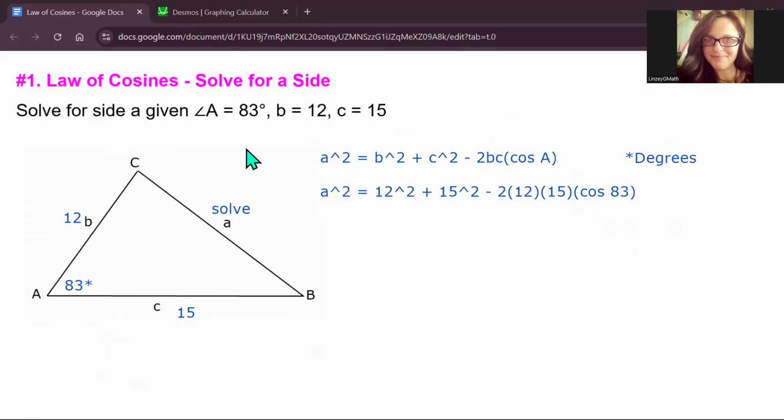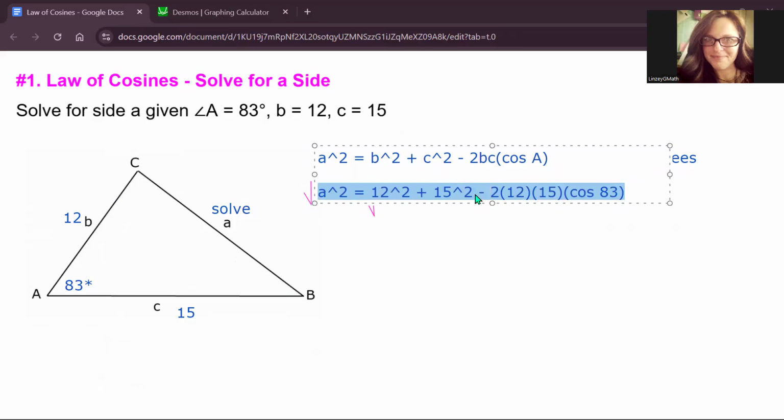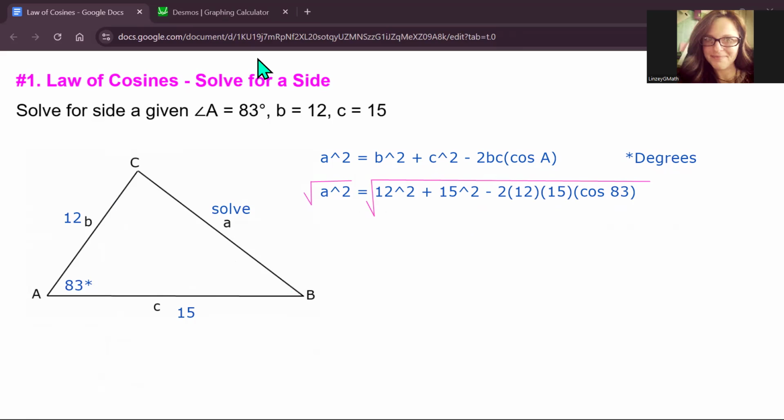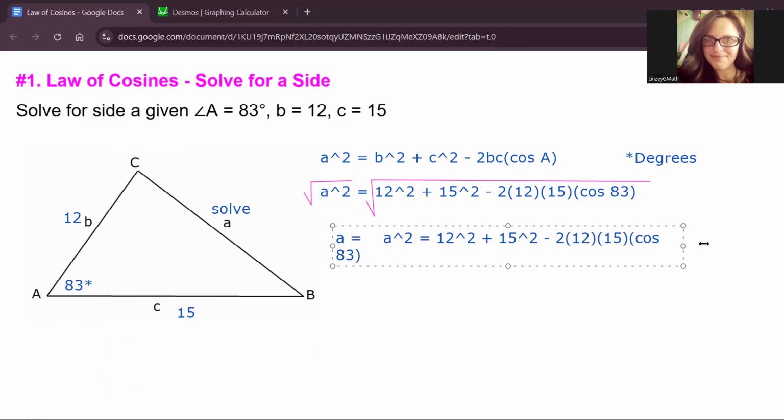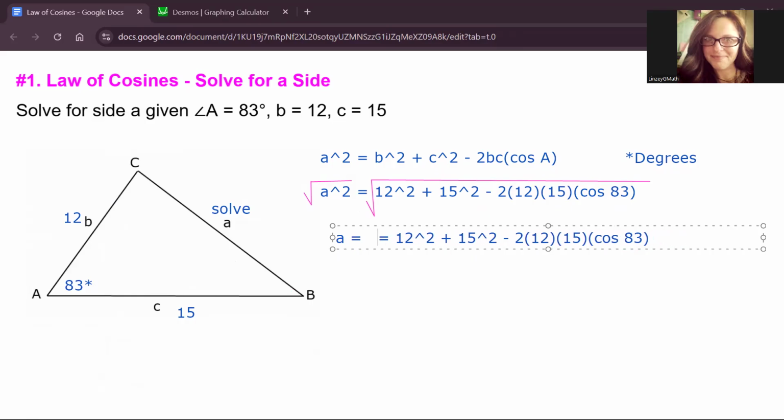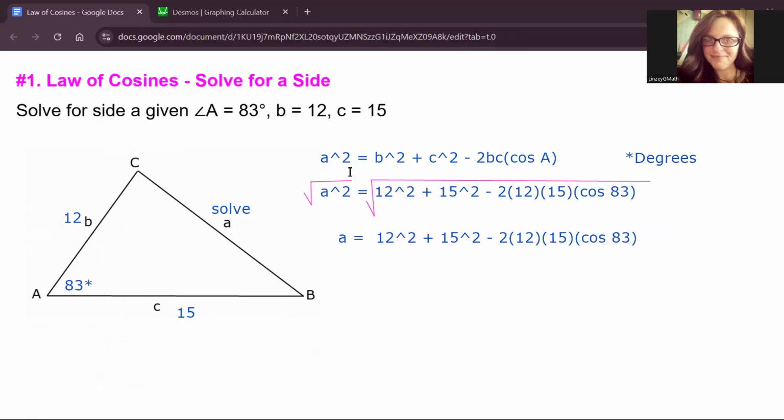And then in order to solve for A, we need to get rid of the A squared. To undo the power of 2, we'll take the square root of this entire side. And we are left with A is equal to the square root of this entire side. And we'll go pop this into our calculator.